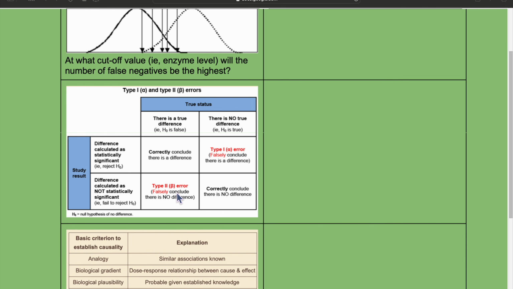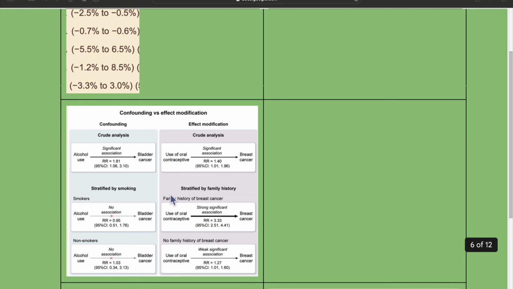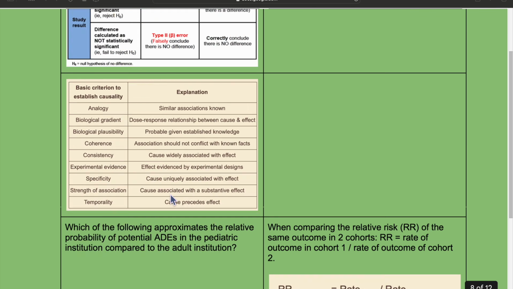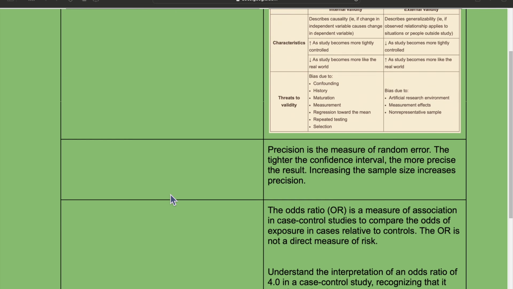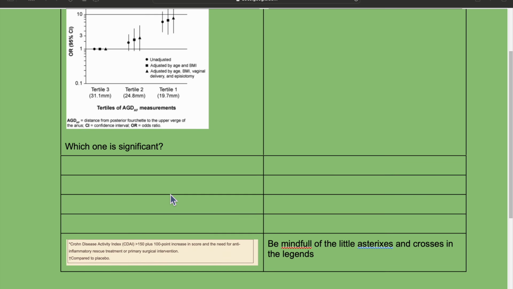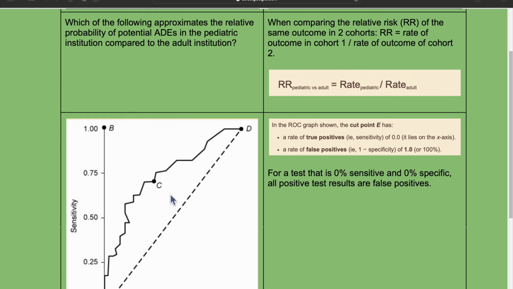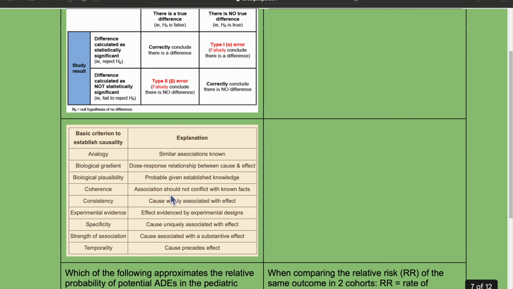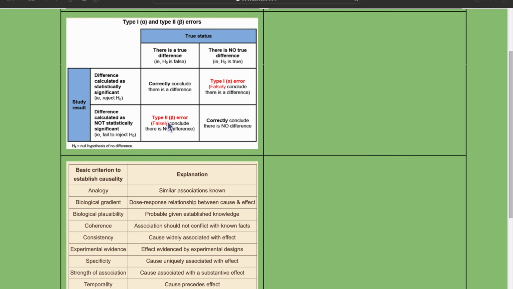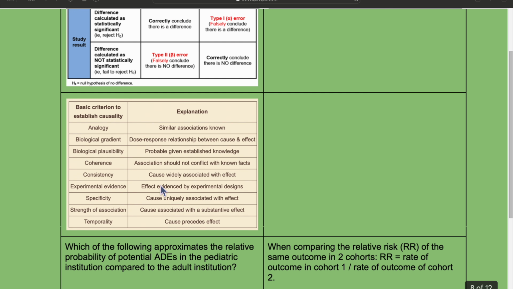So how do we improve this? We improve with all those things that increase power, right? When power increases, that means the other stuff decreases. Type 2 beta error decreases. Okay.